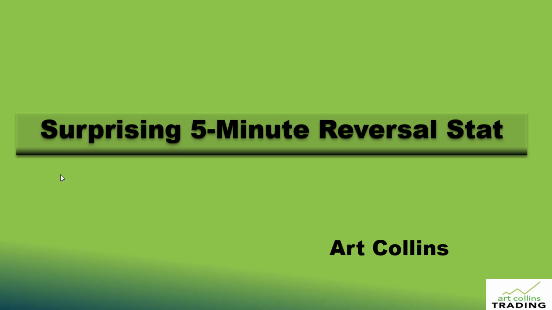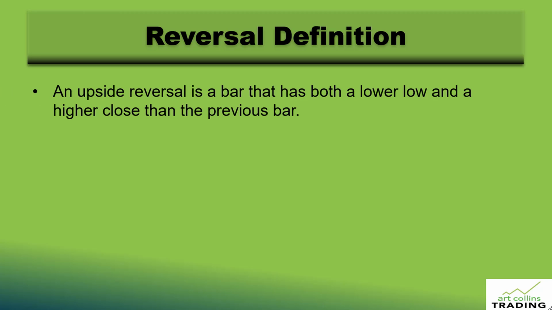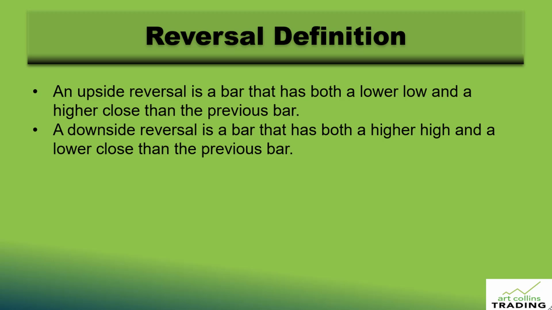Let's take a look at a stat, a signal that you're all familiar with, the reversal. Reversal definition, in the classic sense: an upside reversal is a bar that has both a lower low and a higher close than the previous bar. Okay? You're somewhere near the low of a field of bars, and you make a new low, but then it reverses and closes higher. And a downside is a bar that has both a higher high and a lower close than the previous bar.